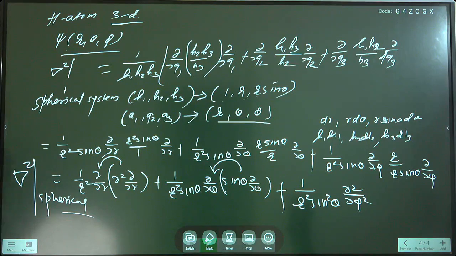We know the general wave function. What is the general wave function of the hydrogen atom in the ground state? 1 upon root pi a naught cube, e to the power minus r upon a naught. Yes or no?